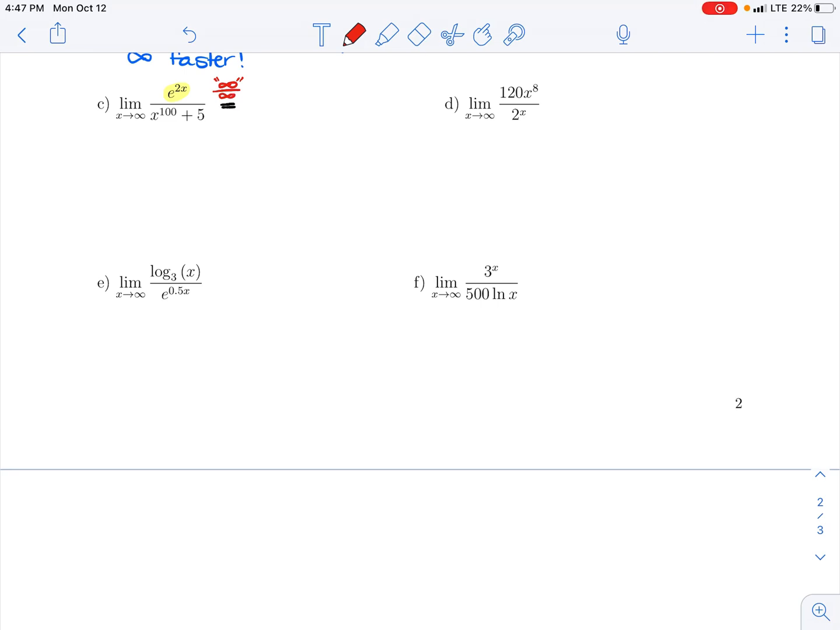Okay. And so what do I want to do then? Well, I want to just compare which one dominates as x approaches infinity. Is it the exponential or the power? All right, well, I know that the exponential dominates. All right, so e to the 2x approaches infinity faster than x to the 100th approaches infinity. Okay, and so what does that mean in terms of my answer? Well, that means that my answer is going to be infinity since the exponential is in the numerator.